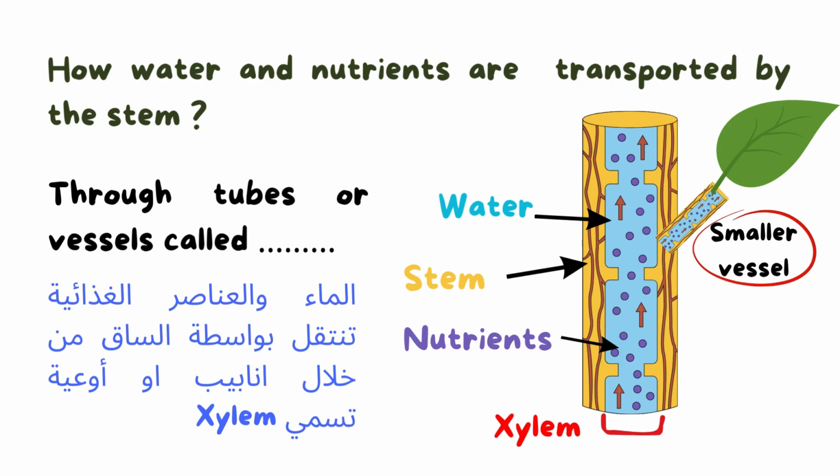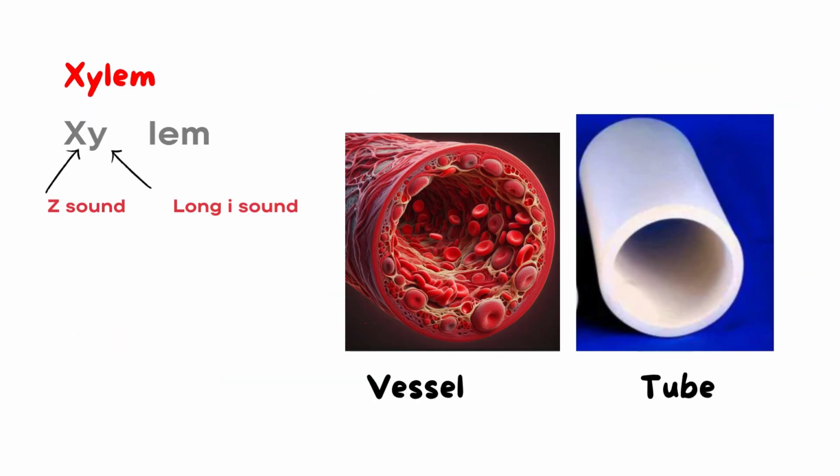so we have here the word xylem, as the X here makes the sound like the letter Z. Okay, also we have the Y here, which makes the sound like the long I sound, like the letter I, so we have xy. Then we have the second part, which is lem, xylem.